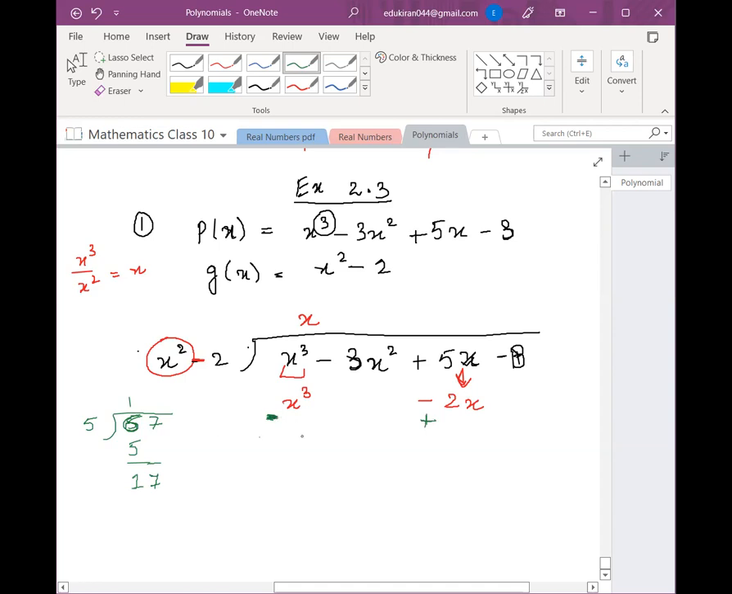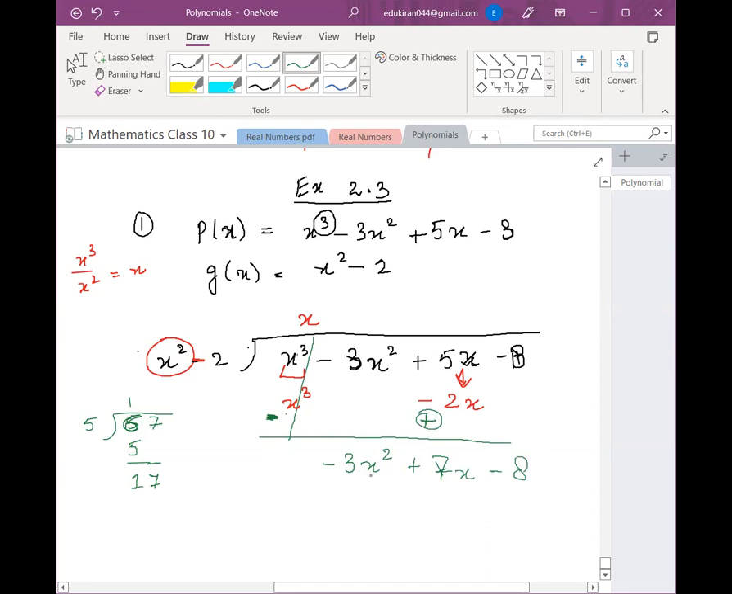Yes, ma'am. So x cube minus x cube is 0. So I just put a line. This means you will get 0 here. So just drop the next term, minus of 3x square. And here, this is also positive now. So 5 plus 2, 7x. And minus of 8. Clear?